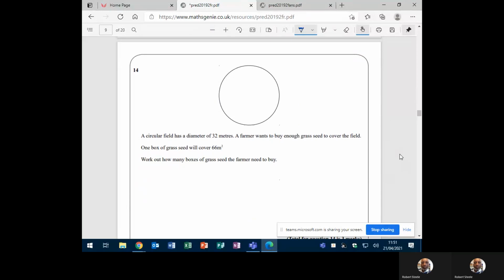Okay, question 14. Metres squared. There's a big clue that this is an area question. And for area questions, you'd be expected to know this formula. Area equals pi times radius squared. So there's your diameter, 32 metres. Also expected to know that radius is half of diameter.